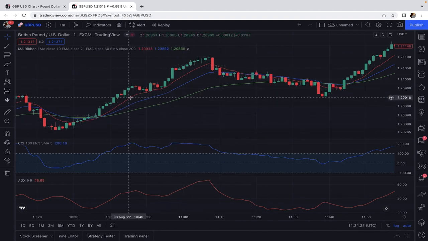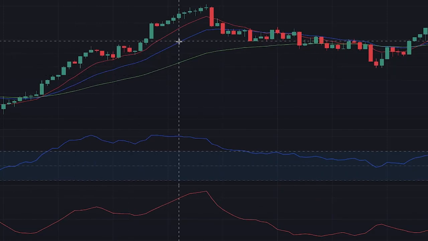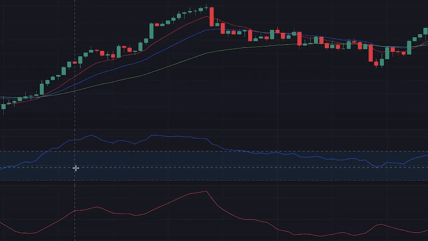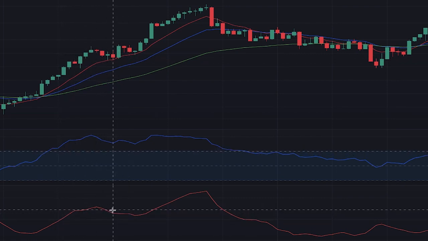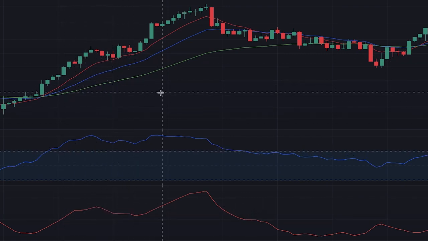Alright, in this strategy, we use these 3 moving averages for discovering trade entries. We use CCI for confirming the signal, and we use ADX for further confirmation if the market is trending, so we can filter the false signals that happen in trading ranges when the market is flat and not trending.